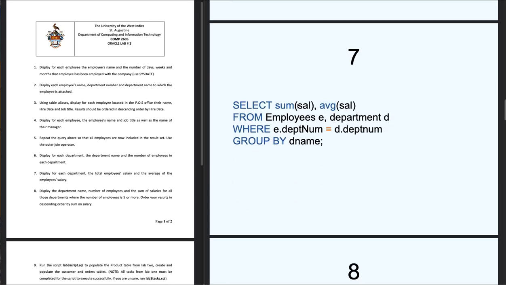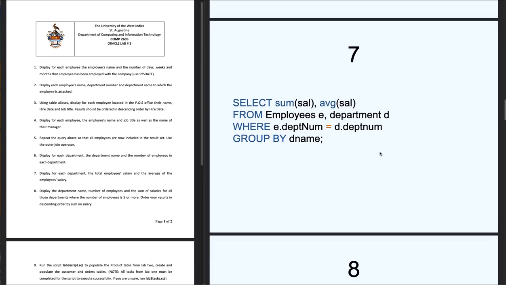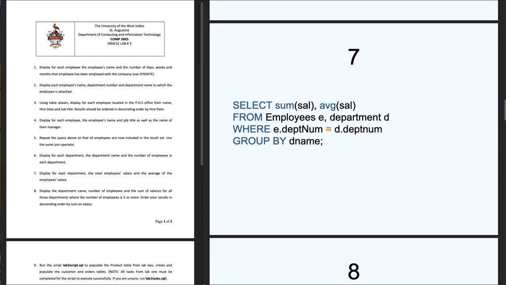What we're doing right now is just giving the total salary and the average salary. So this uses a sum, like we just see here, for the total salary, and obviously the average for the average salary here, and it will just be grouped by the department. Let's take a look at question 8.